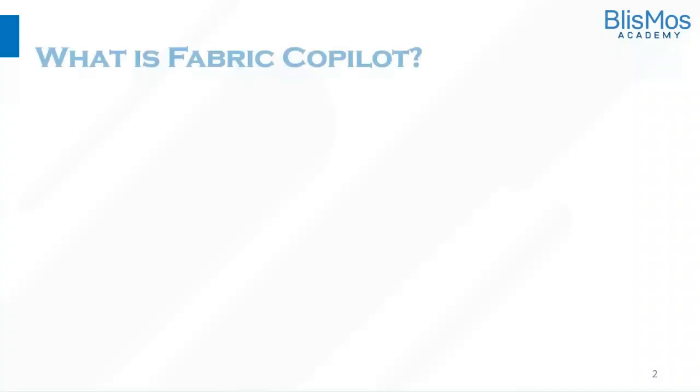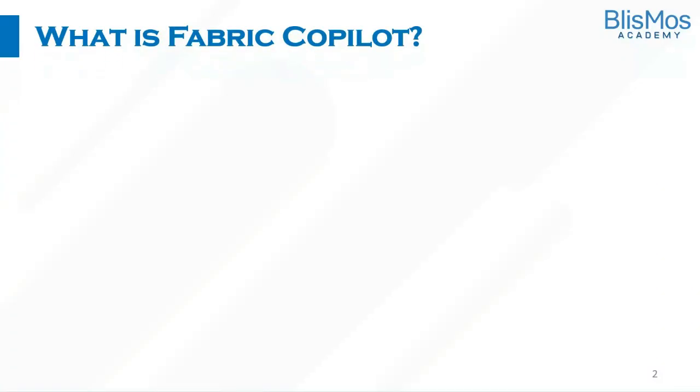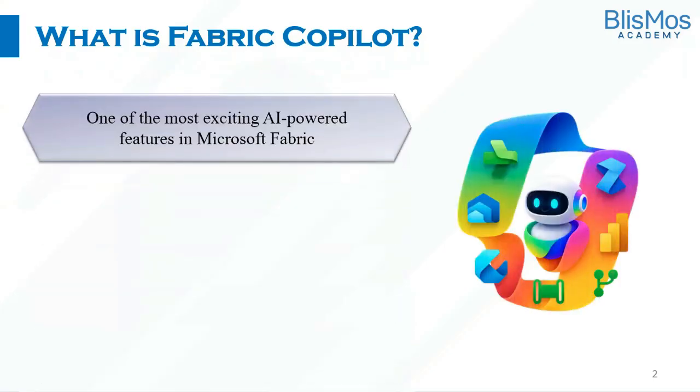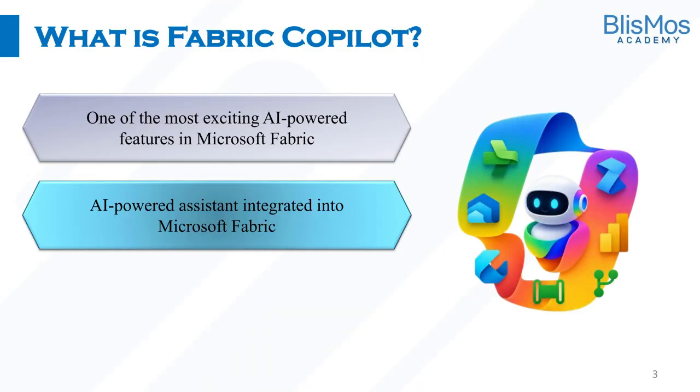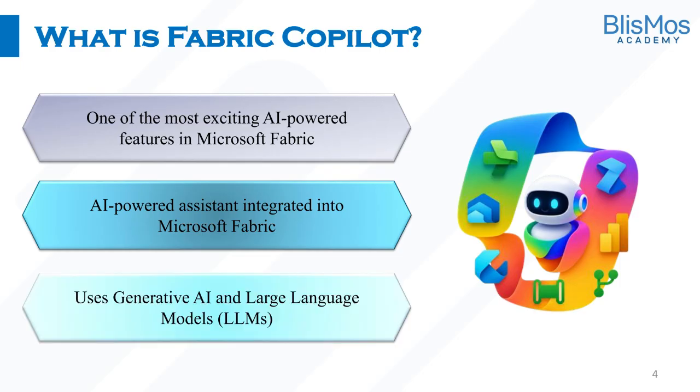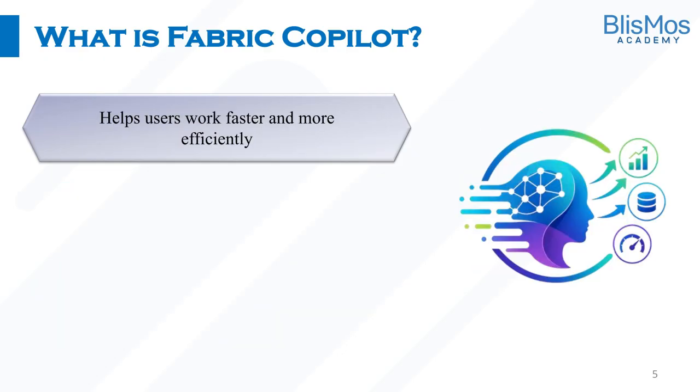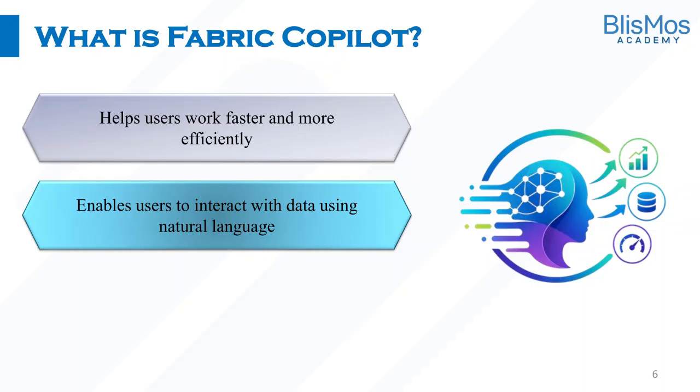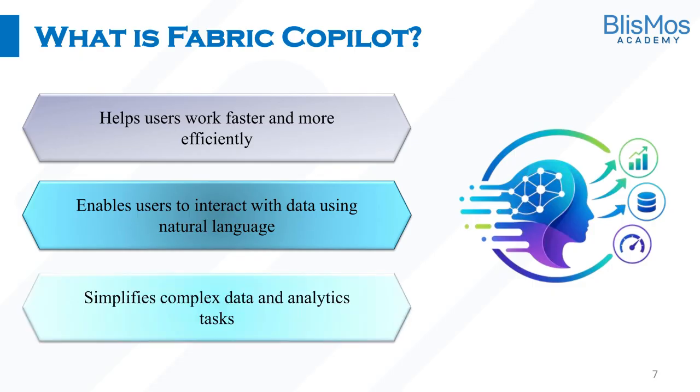So first thing is, let us see what is Fabric Copilot. Fabric Copilot is an AI-powered integrated assistant within Microsoft Fabric. It uses Gen AI and LLMs to help users perform data-related tasks through simple natural language instructions. So it basically enables users to interact with the data using natural language, and it simplifies complex data analytics tasks to some extent.